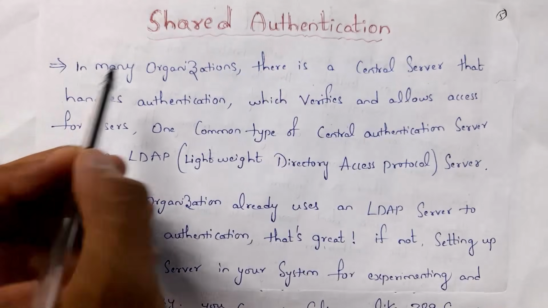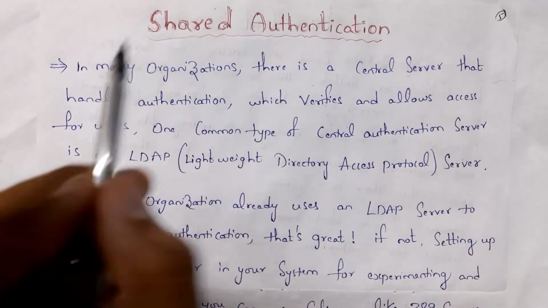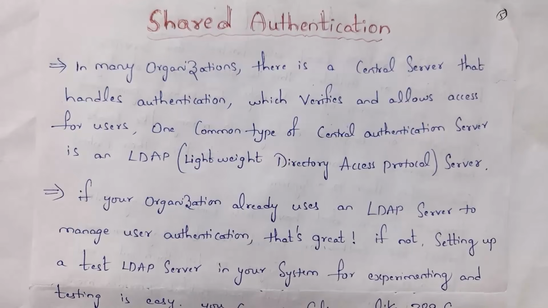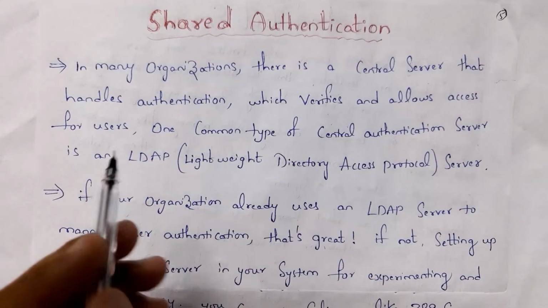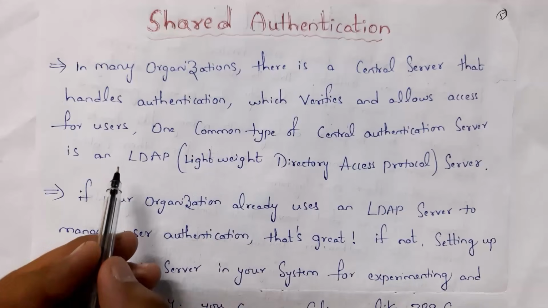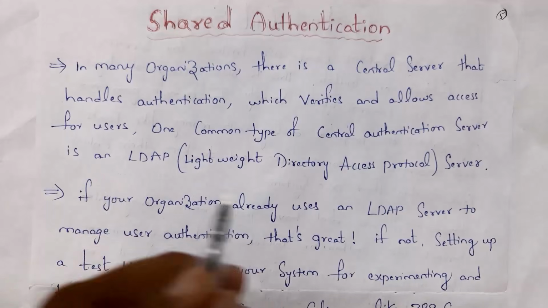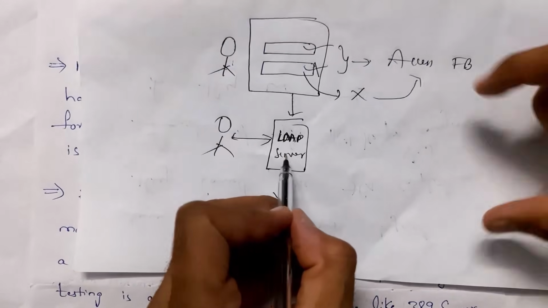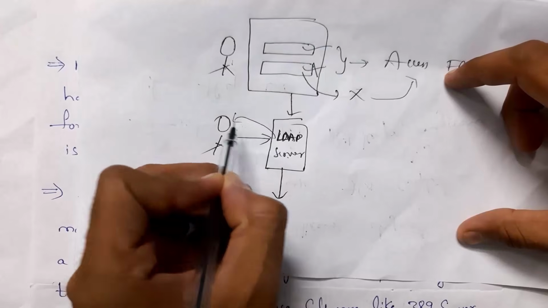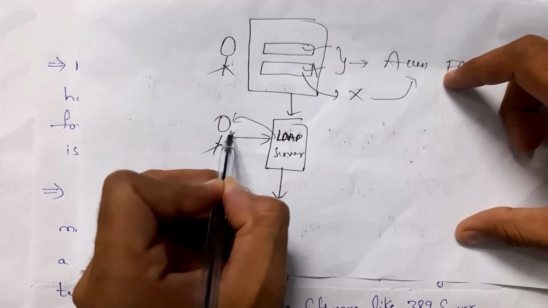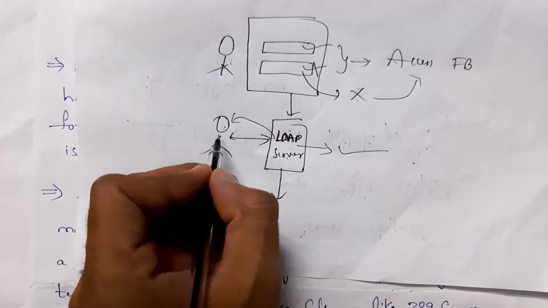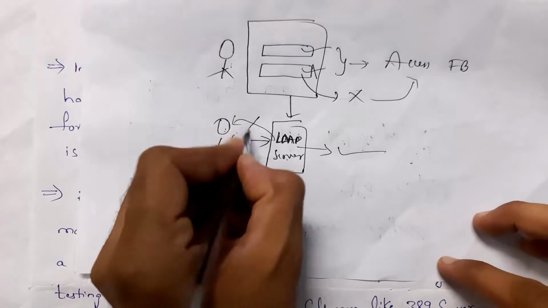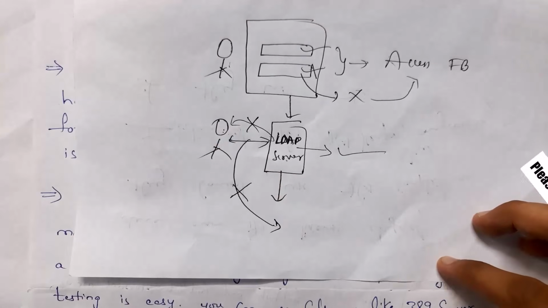In many organizations, there is a central server that handles authentication, which verifies and allows access for users. One common type of central authentication server is an LDAP server, where LDAP stands for Lightweight Directory Access Protocol. Guys, many companies use an LDAP server to verify users, that is, to check whether this is the right user or a wrong user. If he is the right user, the LDAP server will give access, and if he is wrong, it will not.